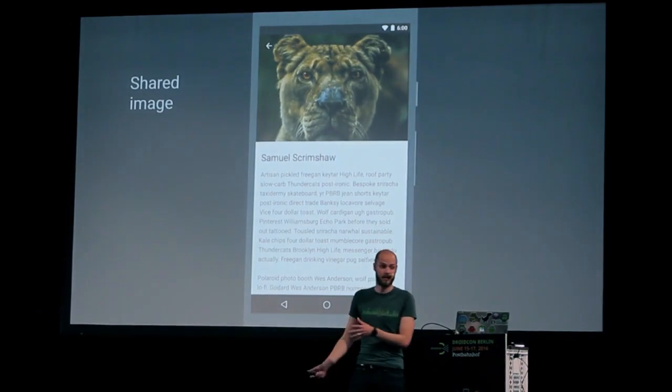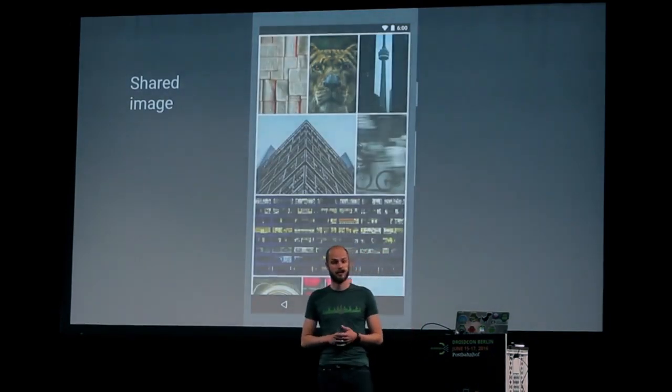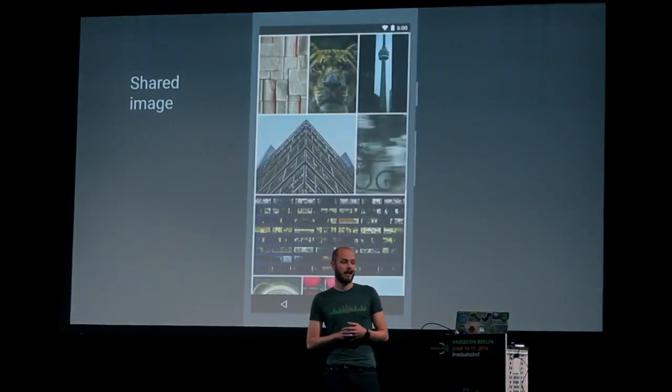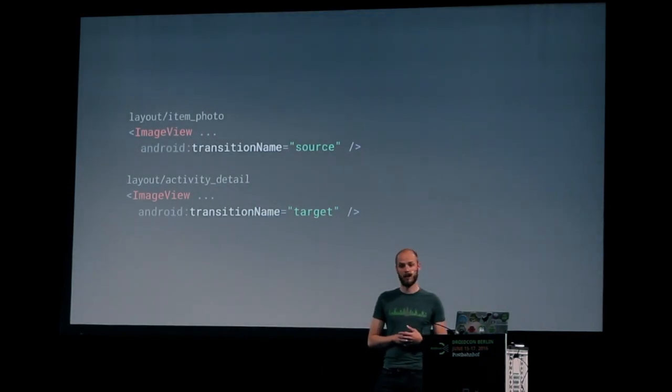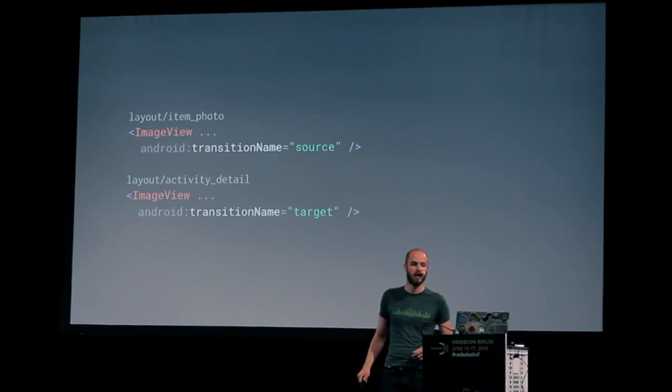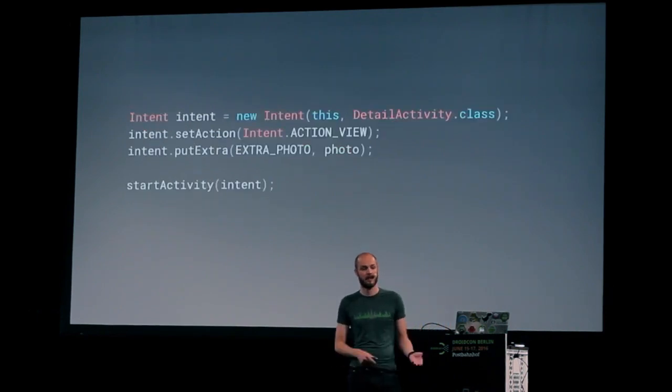So let's get into the first thing that we want to do. We want to share the image. In order to share the image, we have to set a transition name on both the source view as well as on the target view. We set the names. There are different ways to do it, but this is the best way to actually work with that. And then we start the activity, as we already did, with just a regular intent.